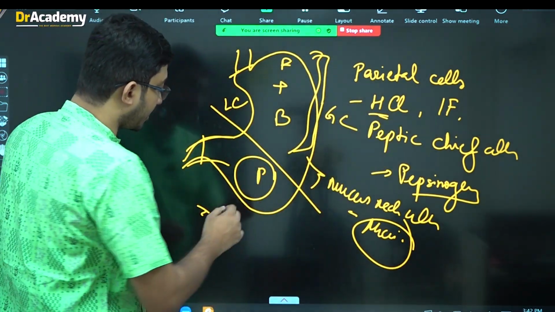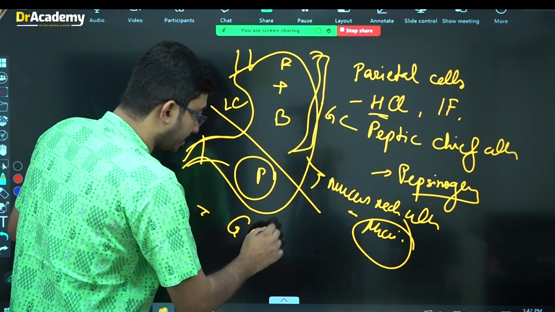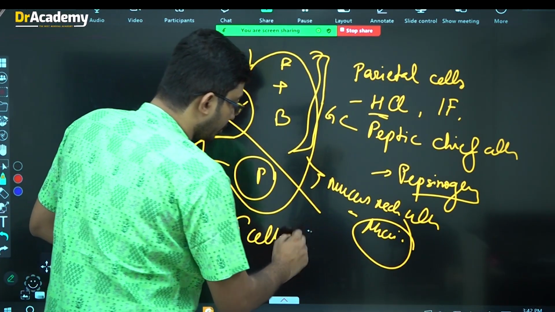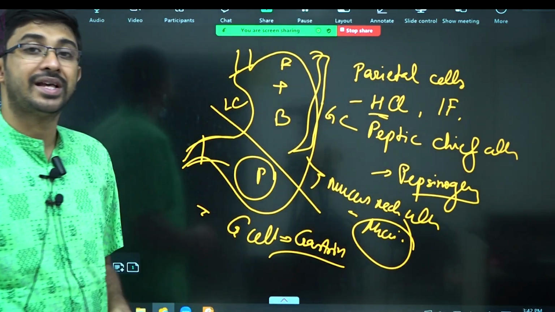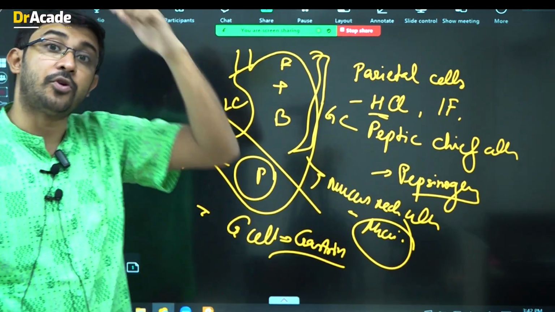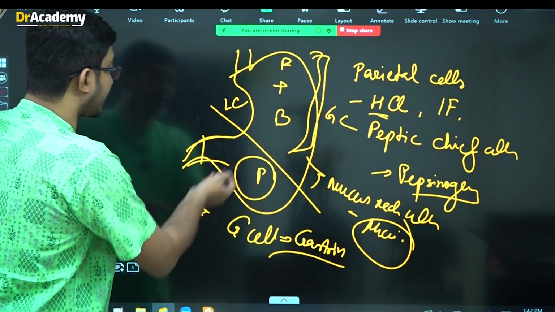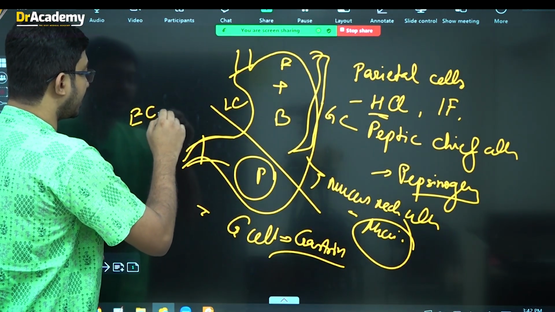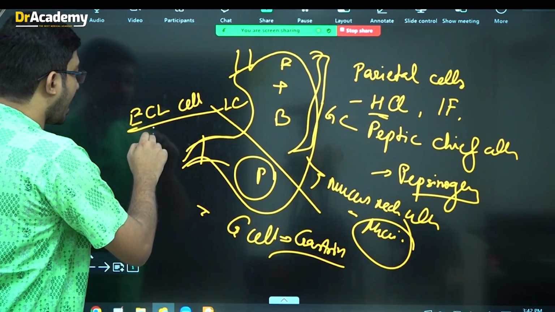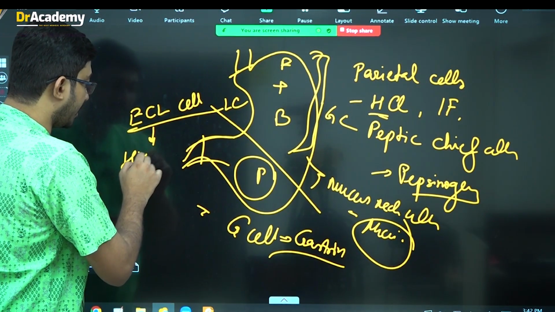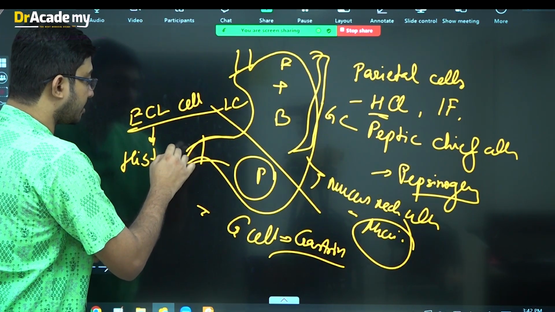Rather, this part is rich in a cell known as G cell. G cells produce gastrin, a local hormone of the GI tract. And there are some other cells known as the ECL cells, enterochromaffin-like cells. These are some neuroendocrine cells, and they release histamine. This histamine acts in a paracrine manner.